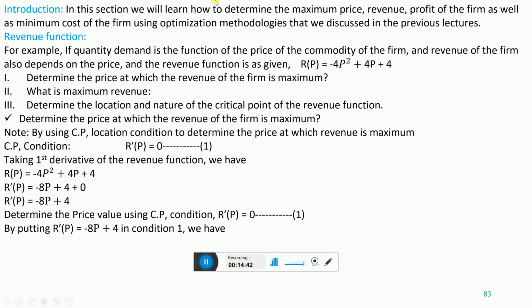So here we took an example. For example, if the quantity demand is a function of price of the commodity of the firm, and revenue of the firm also depends on the price of the commodity, and this is the given revenue function.